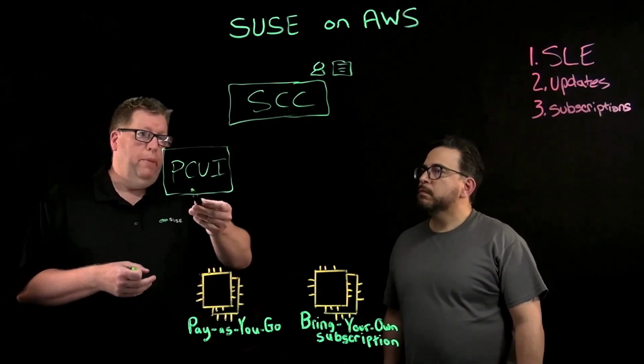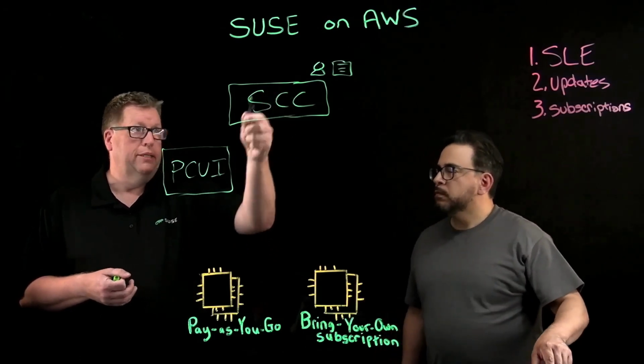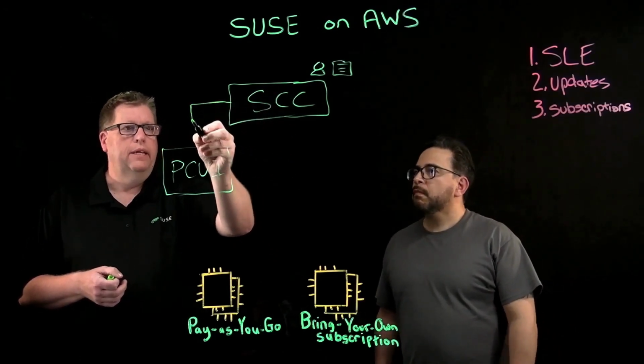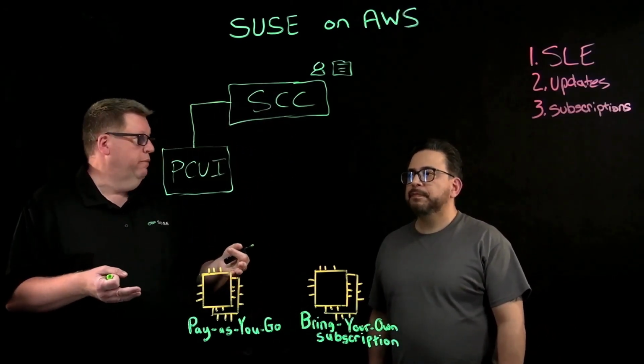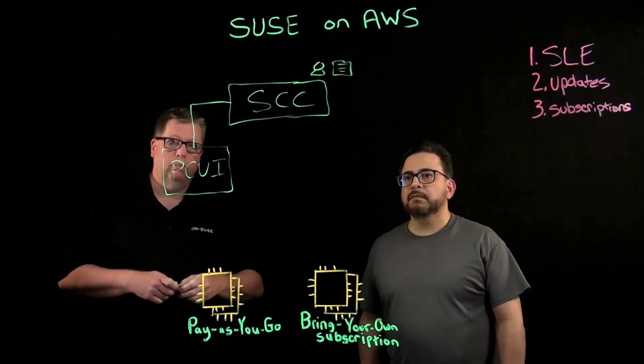Now, in terms of making sure this is up to date, every time we publish new fixes and updates, they go into the SCC, and this is synchronized down to the Public Cloud Update Infrastructure to make sure that AWS customers get access to all the latest software as well.